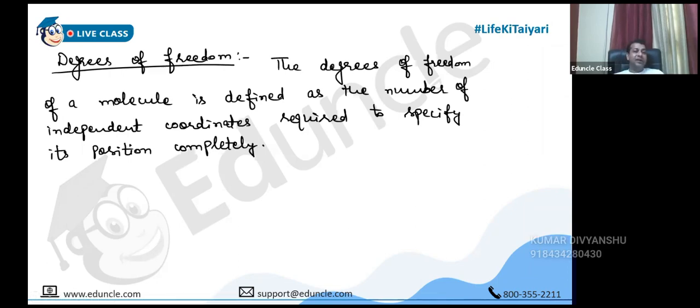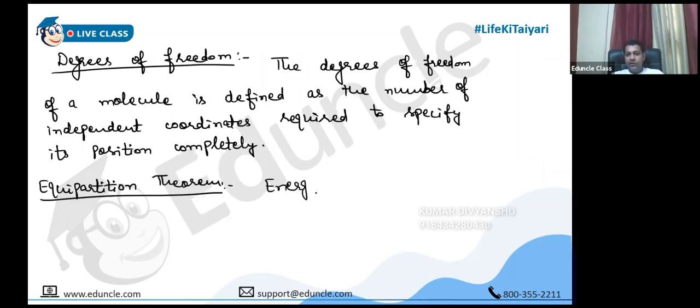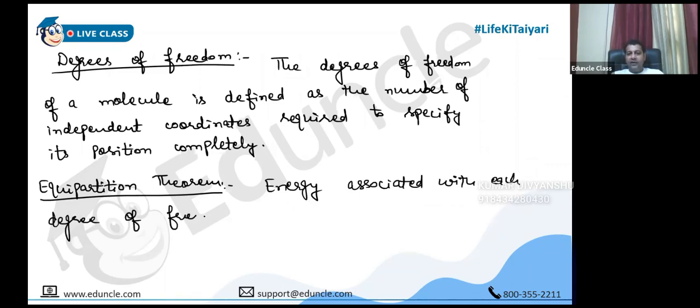And these are very much helpful in calculating the total energy of the gas depending upon its dimensions. Let us see for various types of gases: monatomic, diatomic, triatomic, polyatomic. But for that, you need to know the equipartition theorem. What is the equipartition theorem? It says energy associated with each degree of freedom, meaning all degrees of freedom are equivalent, so energy associated with each one of them is the same, at temperature T, half kT.